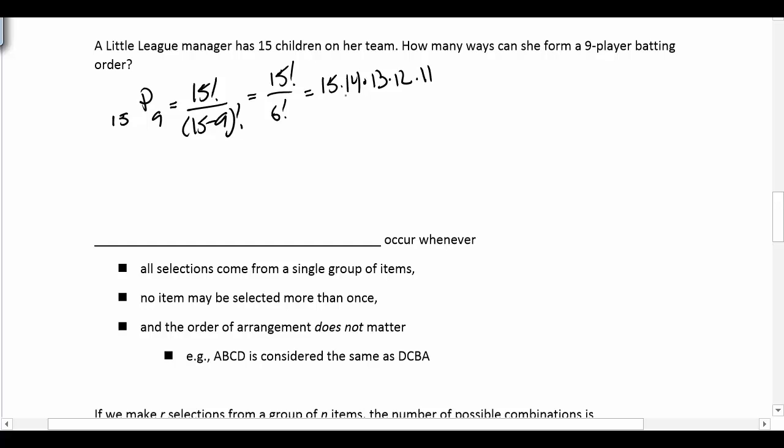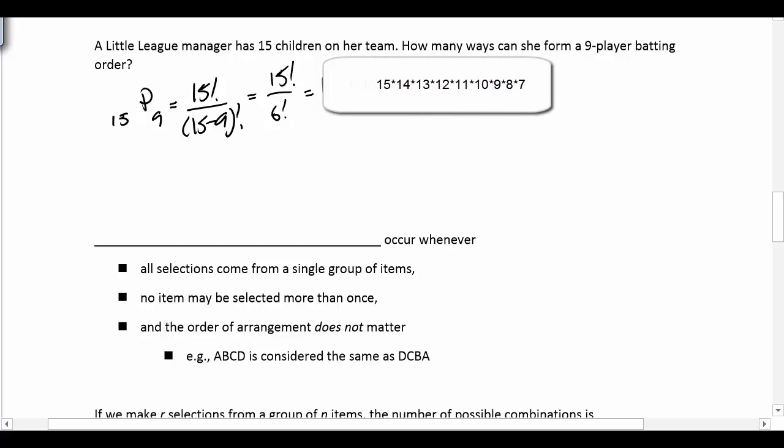I want to make sure I get 9 spots here. So 1, 2, 3, 4, 5, 6, 7, 8, 9. Okay, so just make sure I got 9 numbers. If we type that in a calculator, we end up with a really large number. So there are a lot of possible ways that she could arrange this.